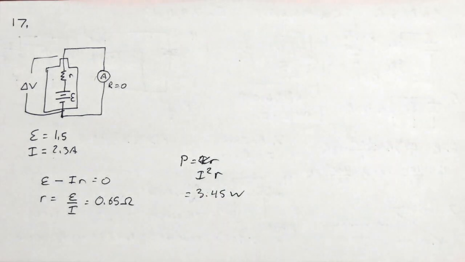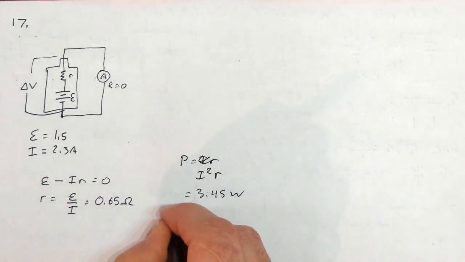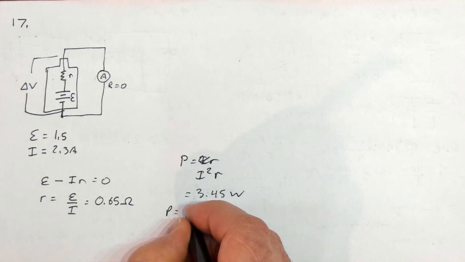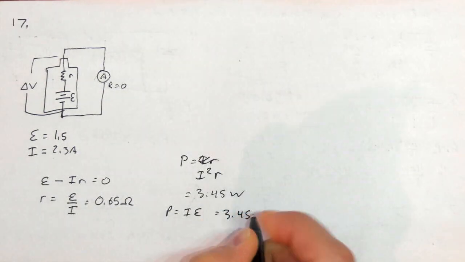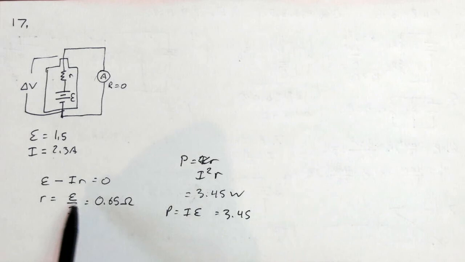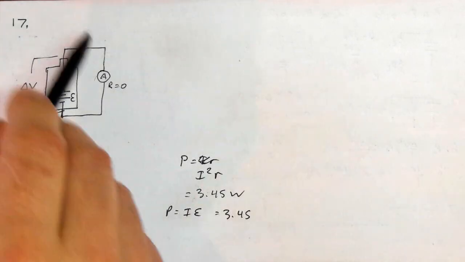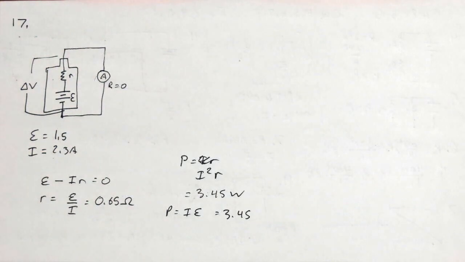Now what's cool here, as I want to point out, is how much power was generated by the battery? Well, that's P equals I times the EMF, the voltage that it produces. And if you plug in the numbers there, you get 3.45. In fact, you can show how this is equal to this by using what R is equal to. So the power delivered by the battery is the same as the power being used up, because there is nothing else in the circuit to drain it. That ammeter is perfect with no resistance. And that is the end of this class activity.